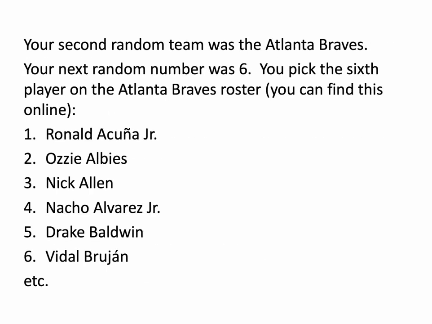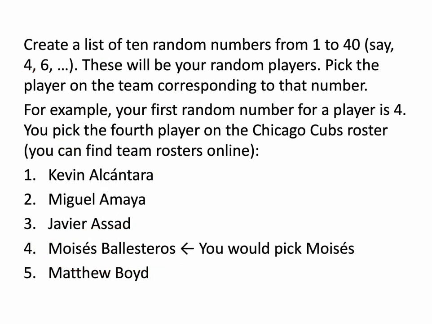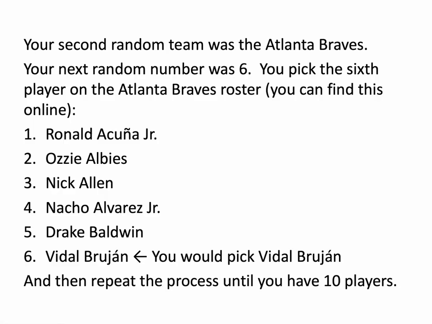Your second random team, remember, first team was the Cubs, second team was the Braves. Your second random team was the Atlanta Braves. Your next random number was 6. So you pick the 6th player on the Atlanta Braves roster, and you can find this online. So in this case, you would pick Vidal Brujan. And then repeat the process until you have 10 players.